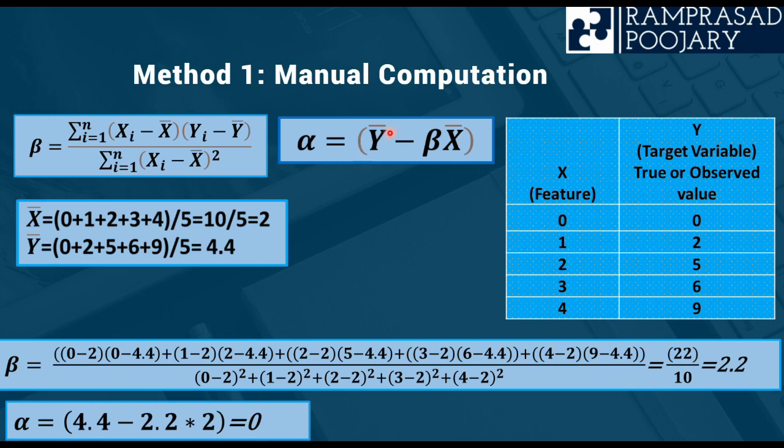Once we get beta, we can compute alpha using this function, which requires mean y, mean x and the beta, and in this case it is going to be 0. So beta is 2.2, which indicates the slope of the straight line which we are going to fit after the training process, and alpha is 0, which means our line starts at the origin, x equal to 0, y equal to 0. Our starting point is 0 in this case, and this is the slope. So this is what we understand. This is method 1 which we follow, and we got 2.2 for beta and 0 for alpha.